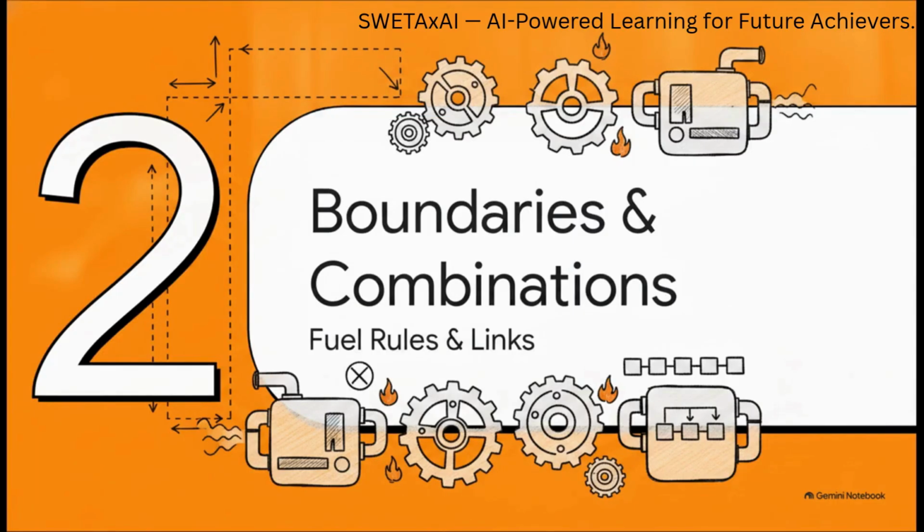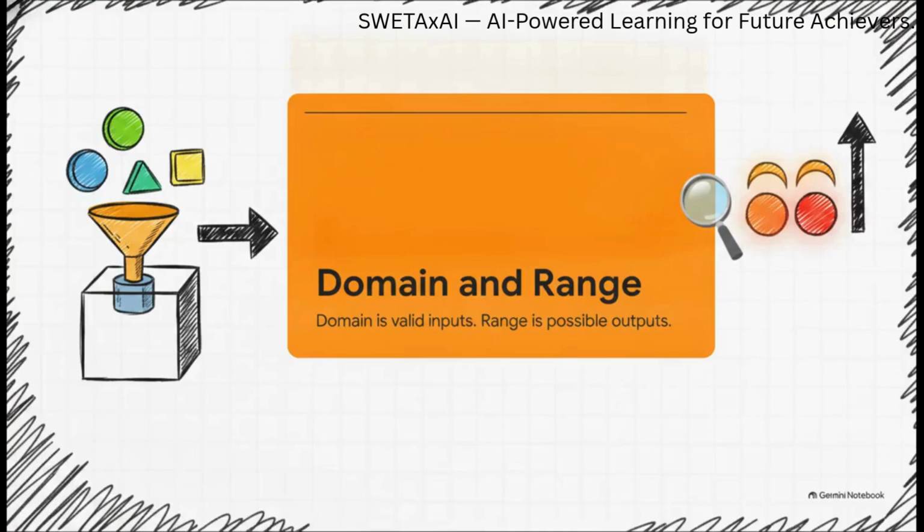Moving on to Section 2, boundaries and combinations: fuel rules and linked machines. So every machine has boundaries, and in functions we call these the domain and the range. The domain is the set of all possible input values. Basically, it's the specific type of fuel our machine is allowed to accept. The range is the set of all possible output values that the machine can actually produce. For example, if your machine's rule is to square a number, your range will always be 0 or positive. I mean, a squared real number is never negative, right? So that boundary is strictly forced by the machine's rule itself.